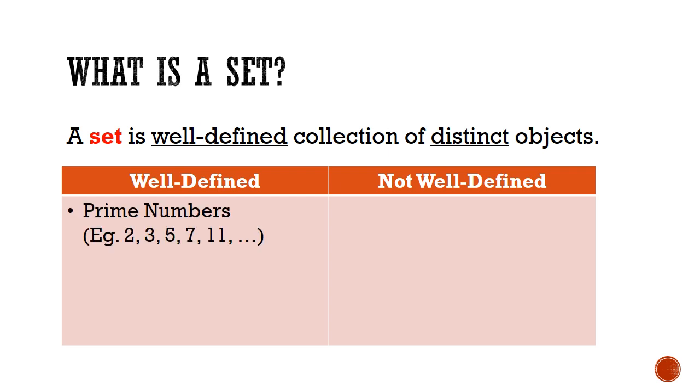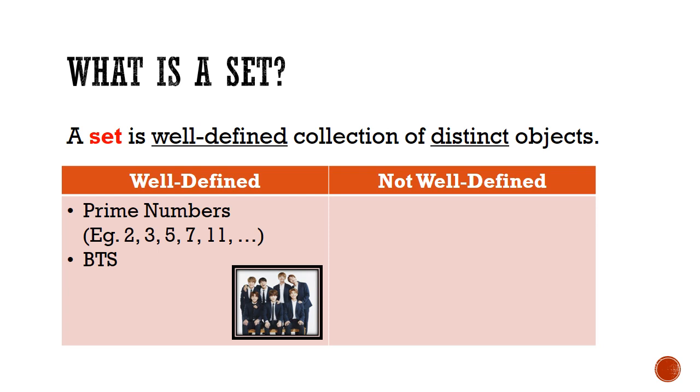Take, for example, prime numbers. Prime numbers are numbers with two distinct factors. We can all agree that 7 is a prime number. Or the K-pop group BTS. The members belonging to the group is not for debate. But if the description is something less clear, like the top 10 largest number, that is not well defined. I can't tell you what the largest number is.